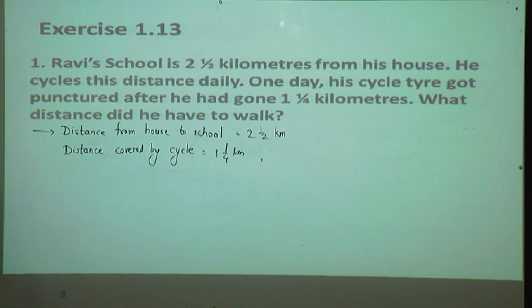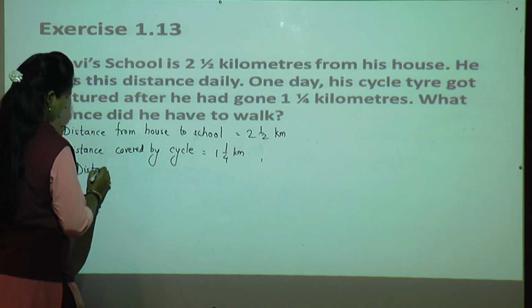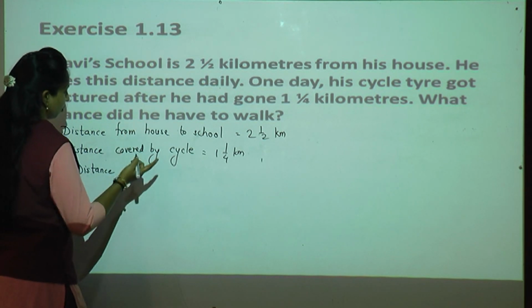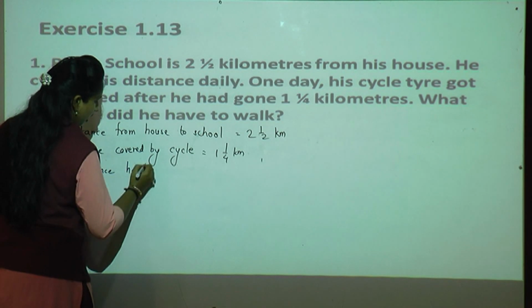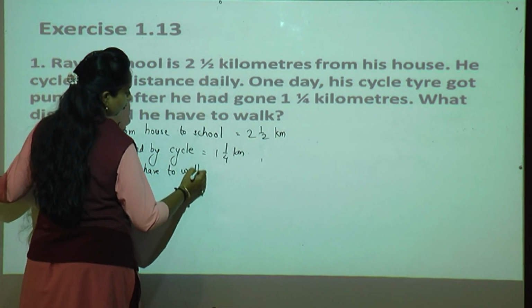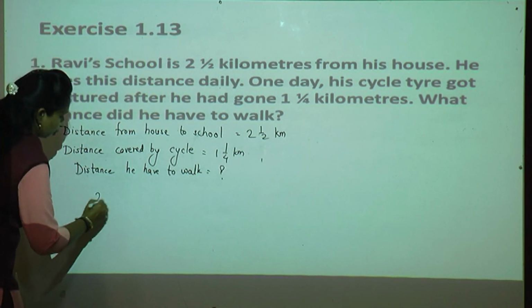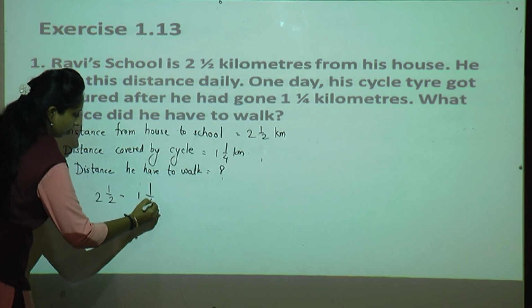So distance he walked, or else you can write distance covered by walking, or distance he have to walk, we have to find out, isn't it? So what we have to do? We have to subtract 2 1/2 minus 1 1/4.